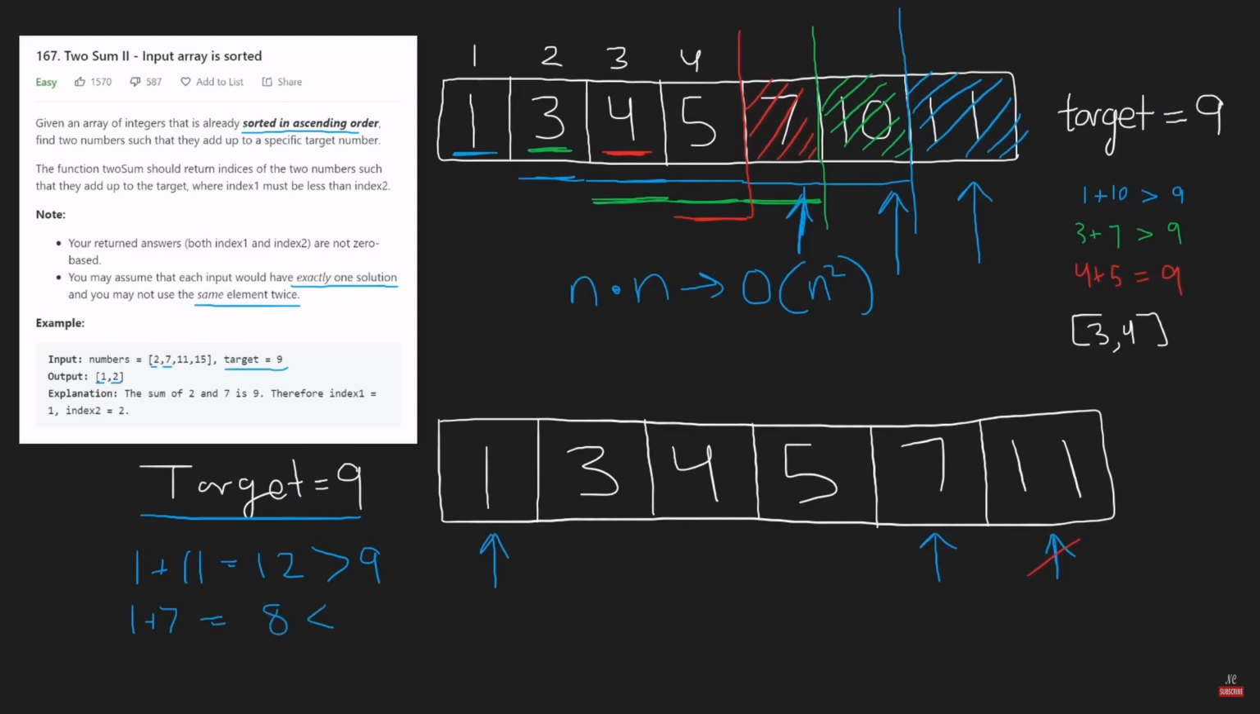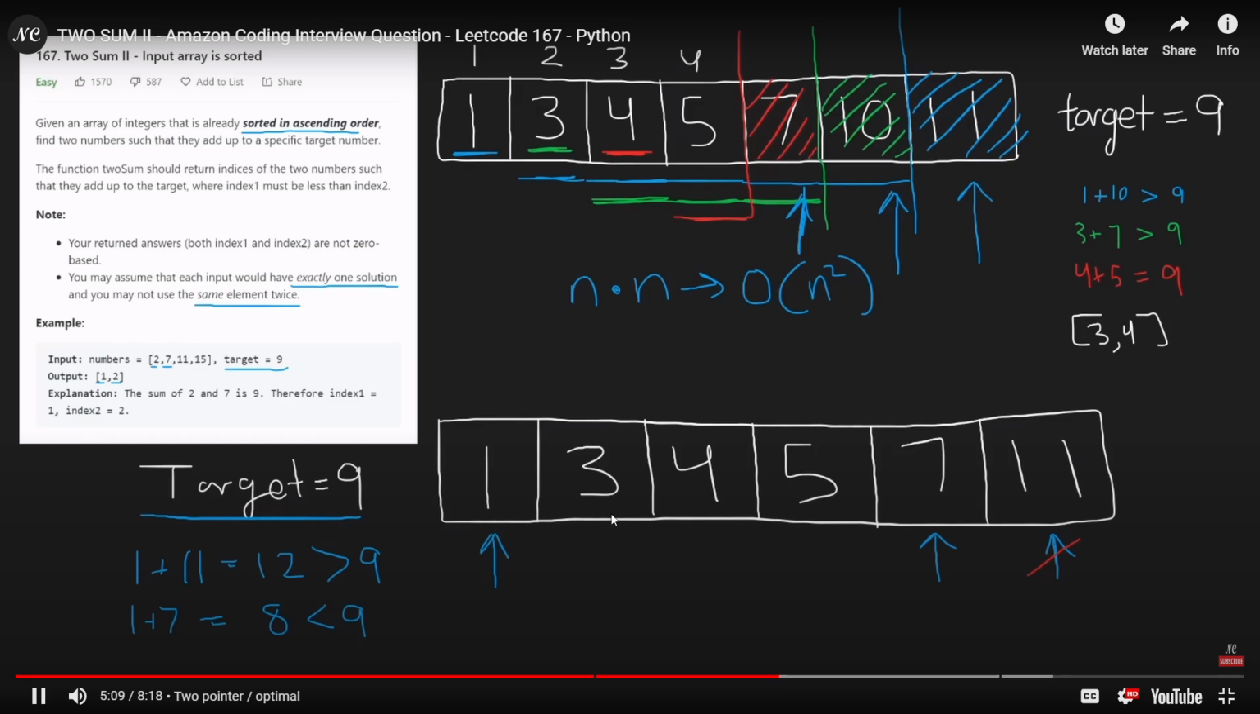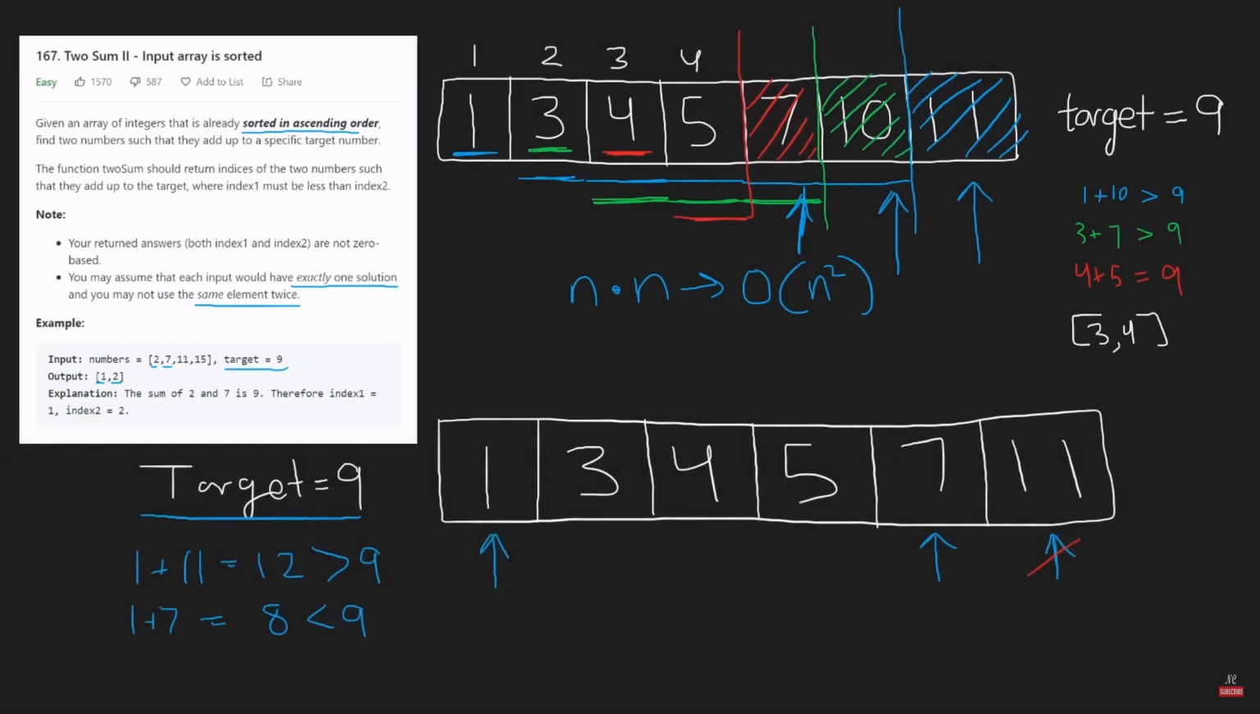This is too small. We decreased our sum too much, so now we need to increase it. So since the array is sorted, we can take our left pointer and shift it to the right to increase our total sum. Now we've increased our sum, so it's now 3 plus 7. But we went too far again. Right now it's too big again. It's bigger than 9. So what do we have to do this time? Well, we want to decrease our sum, so we're going to take the right pointer and shift it left.